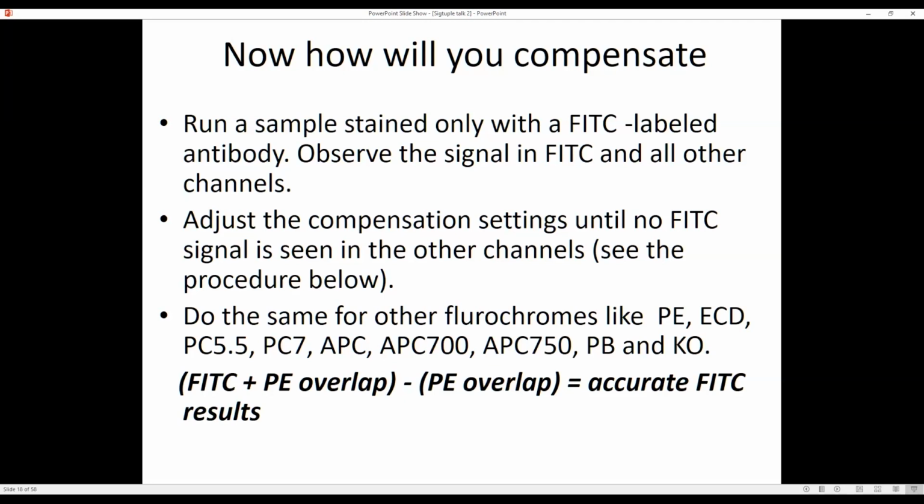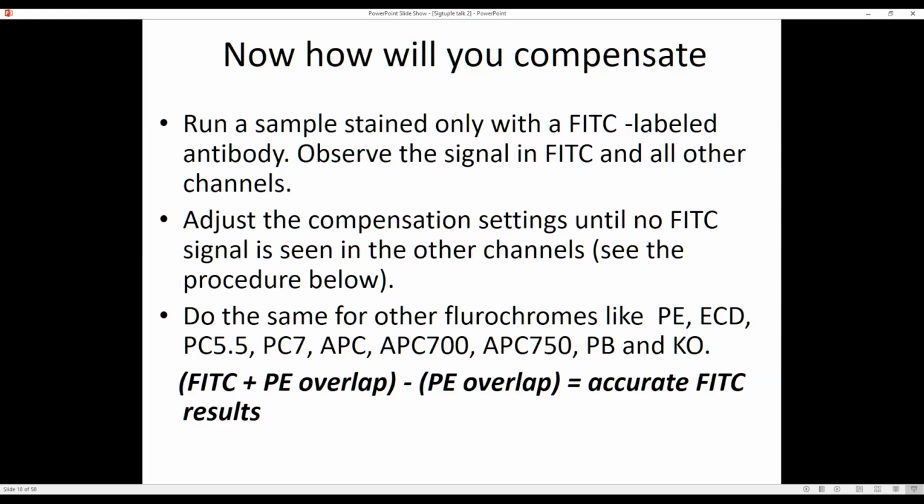Similarly, you need to eliminate them, remove them. Then you need to run for the third fluorochrome, ECD. Check for signals in other detectors. Then you run cells stained only with PC 5.5, run it, and check for signals in FITC, PE, ECD and PC7. If there is any signal coming there, that means it's a spillover, you need to remove them.